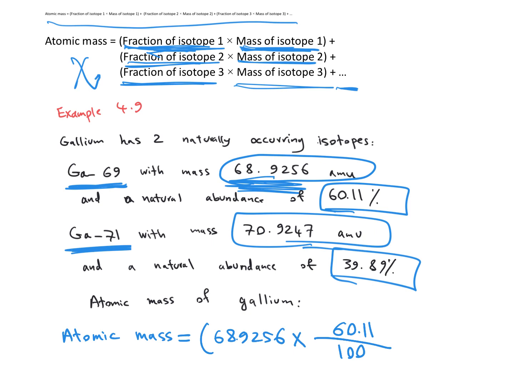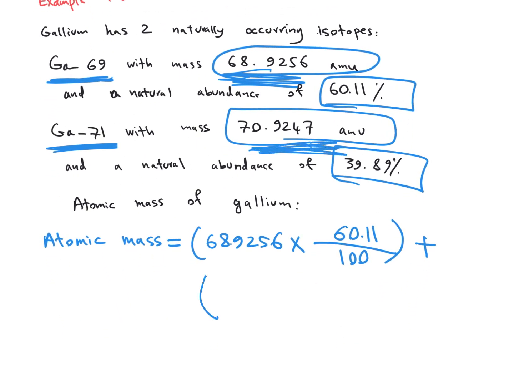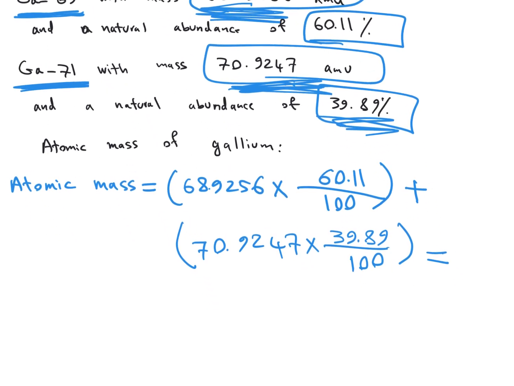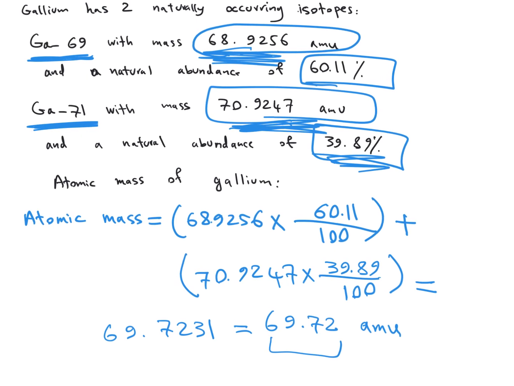Is that clear? Any questions so far? Plus, now, what is the mass of the second isotope? 70.9247. What is its fraction? Exactly, 39.89 divided by 100, right? Is this clear how we wrote this? So when you put this in the calculator, you get 69.7231, and then you can round it to write 69.72 atomic mass unit.